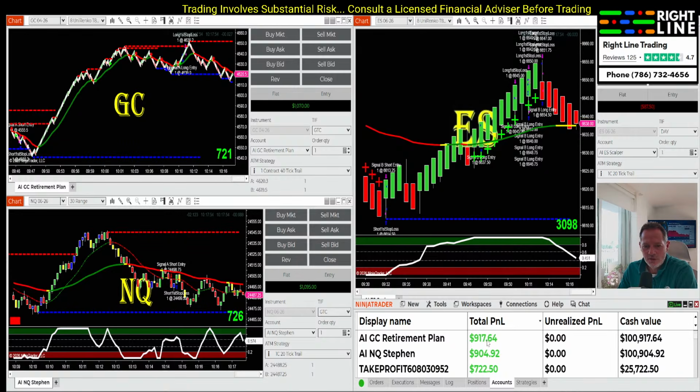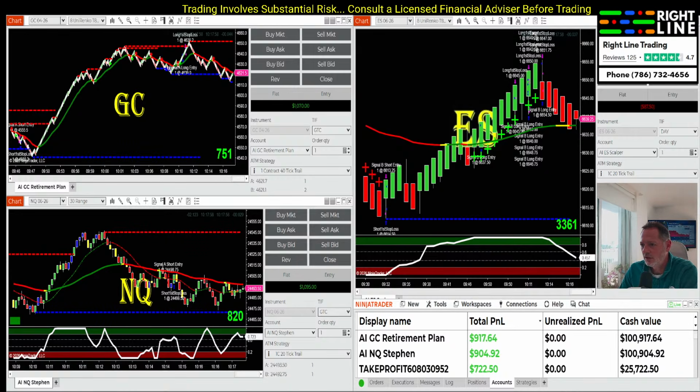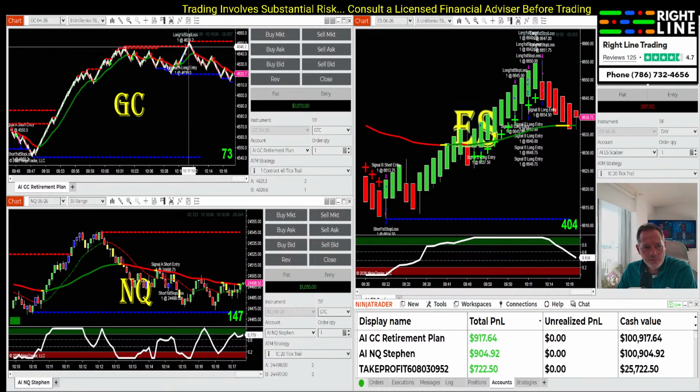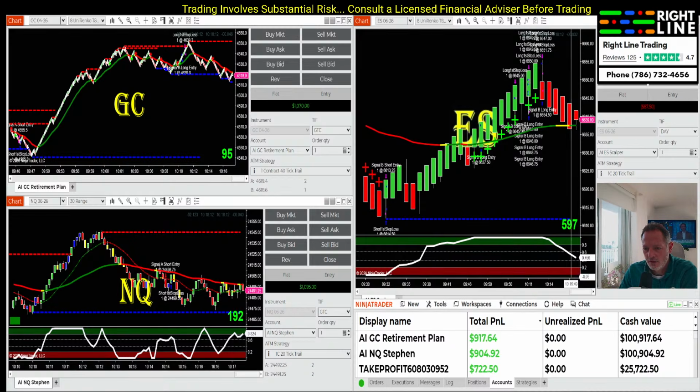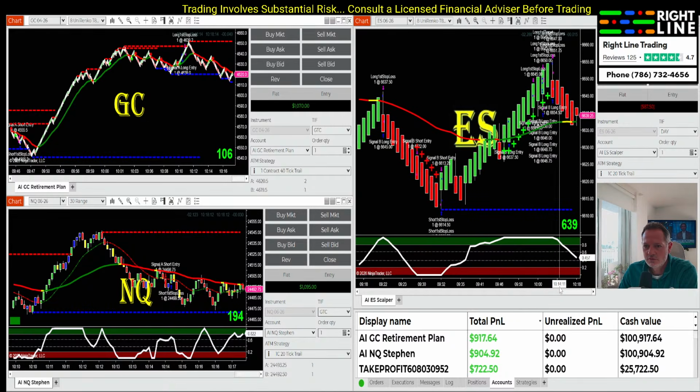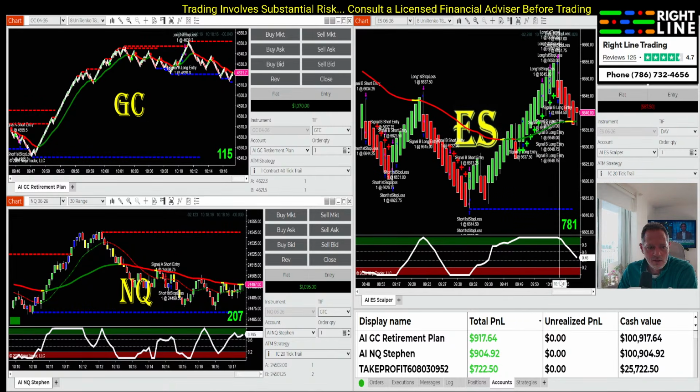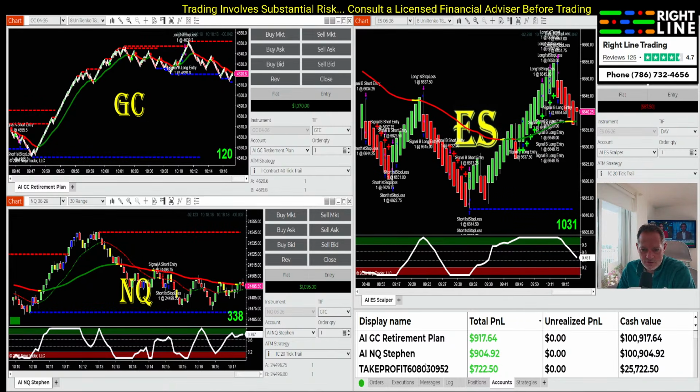Rue's even got one going on the CL this morning, he said. So he's got the retirement plan on the CL. That one takes a signal A on the 20 Renko. That's a big, big bar, and it catches it coming out. The reversal. That's what that one does. Catches the reversal.